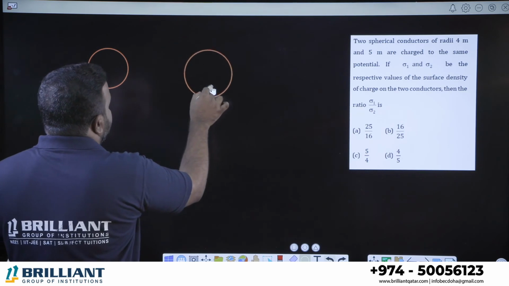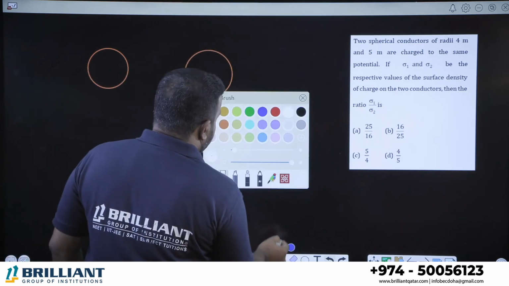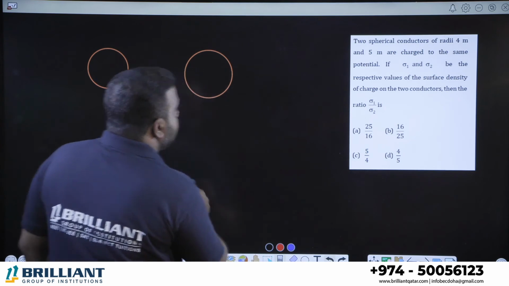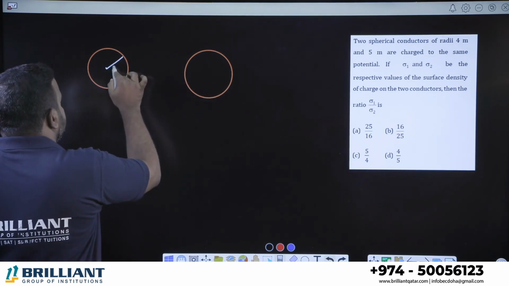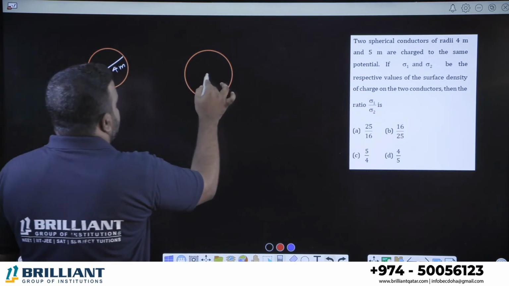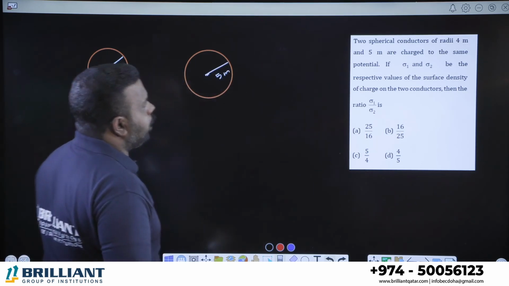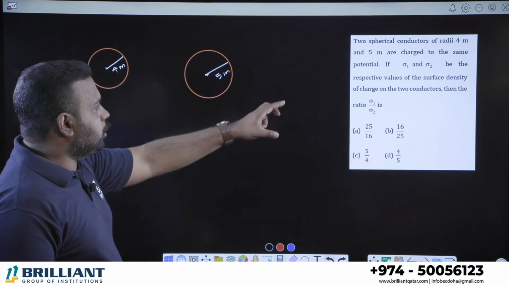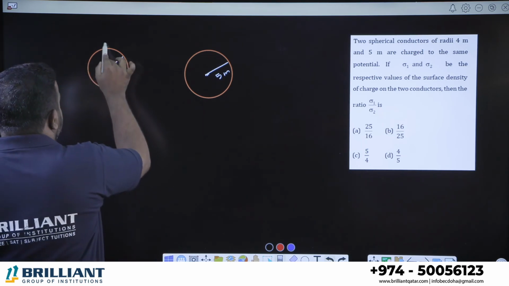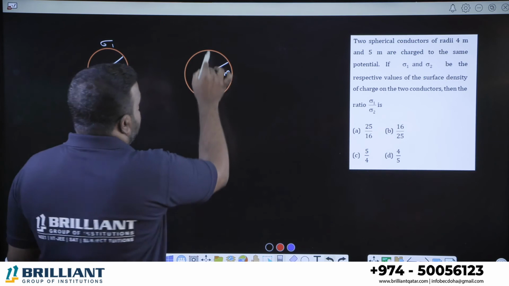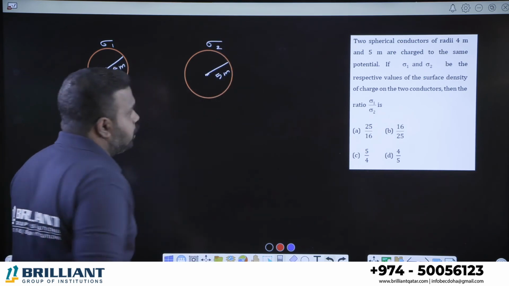Okay, now what is the difference between these two? It is given the radius of the first one is 4 meter and the radius of the other is 5 meter. Okay, if sigma 1 and sigma 2 be their respective values of surface charge density, so sigma 1 is the surface charge density of the first one, sigma 2 is the surface charge density of the second one, right?